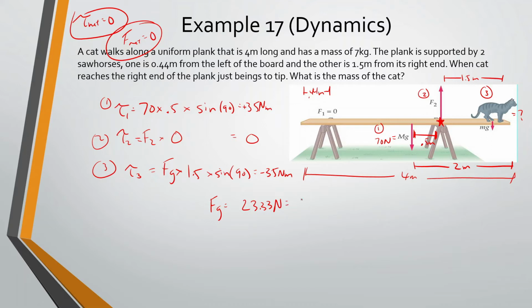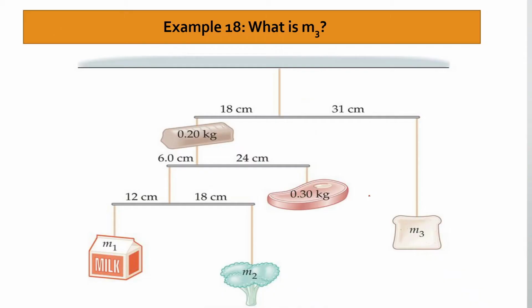Okay? And then we should know that this is equal to mass times gravity, so we're going to just divide this by 10, and then we get 2.33 kilograms. Oh, should be 2.33. I forgot about that last time. Divided by 10. Alright, sounds good. Alright, so let's move on.